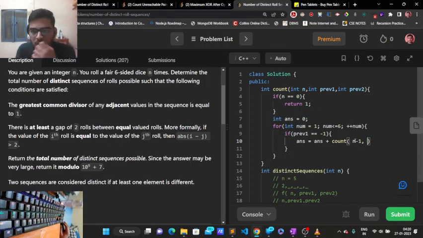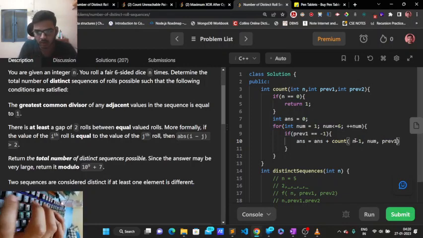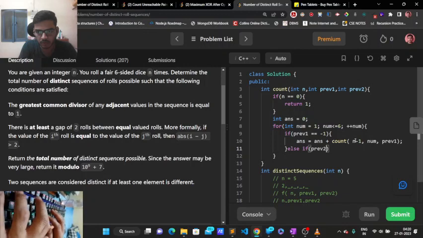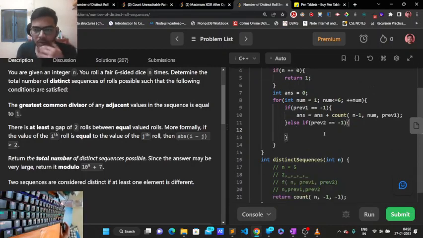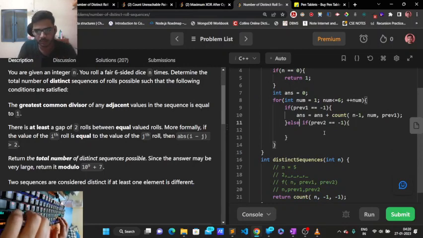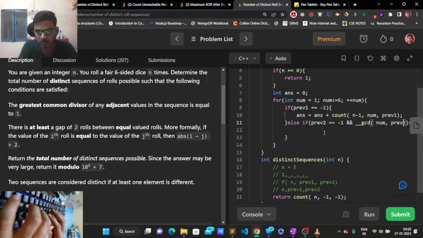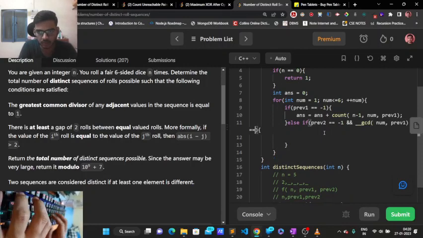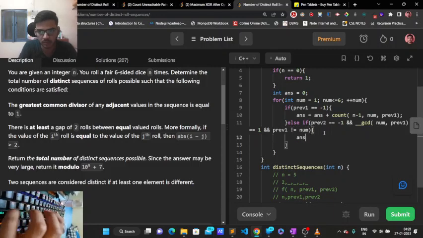And as we have rolled this die, we will recur to another state. Another condition is if we have rolled the die one time only, then the number which we will be using must produce a GCD of 1 with the last rolled die, PRV1, and PRV1 must not be equal to the num. Count with n minus 1.